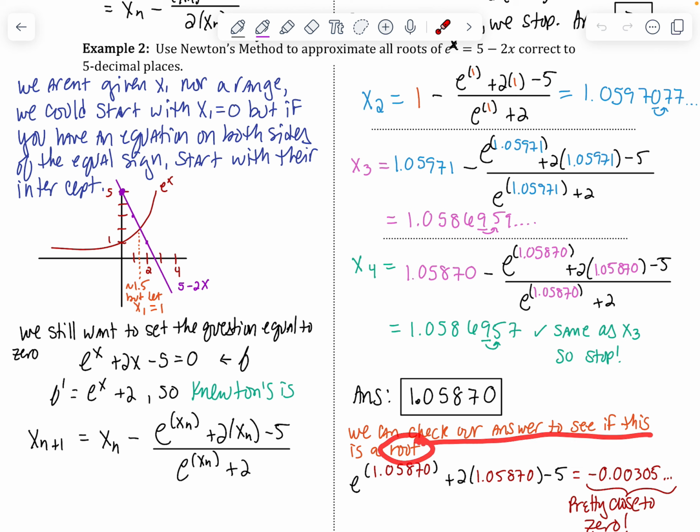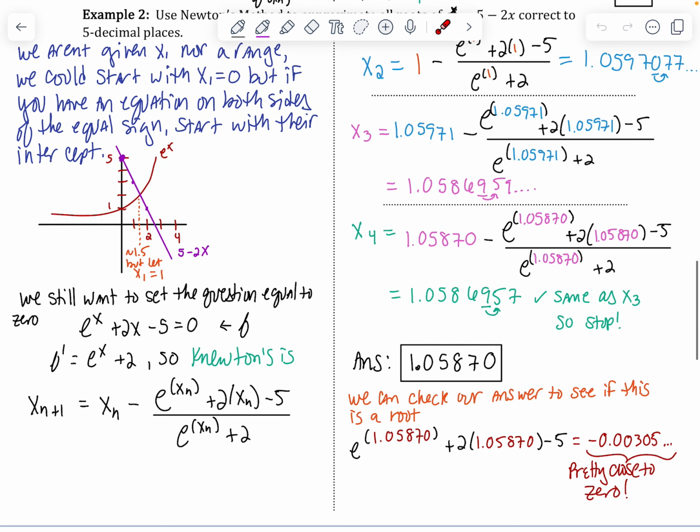And remember, we're doing this to find a root to the problem. So if I took my original function and I plugged in the root, I should be getting 0. Now, I didn't get 0, but I got something pretty close. So if I wanted more than 5 decimal places of accuracy, I could get something even closer to 0.